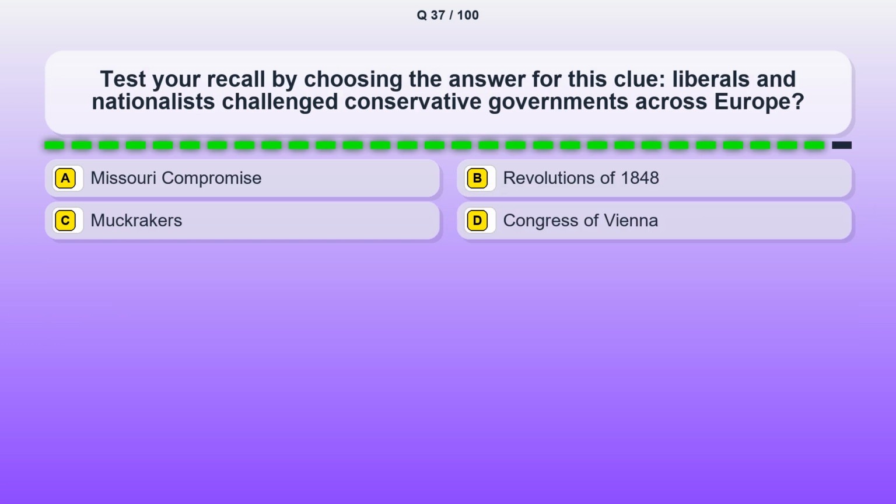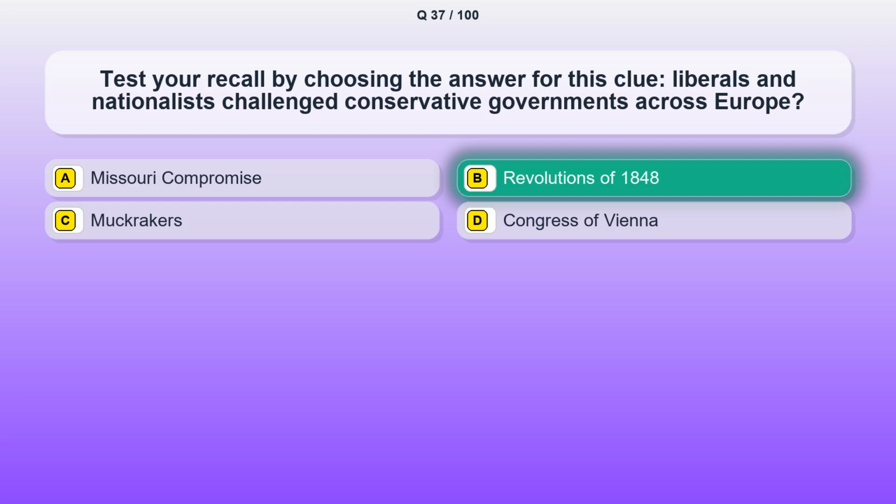Question 37. Test your recall by choosing the answer for this clue. Liberals and nationalists challenged conservative governments across Europe? Option A, Missouri Compromise. Option B, Revolutions of 1848. Option C, Muckrakers. Option D, Congress of Vienna.